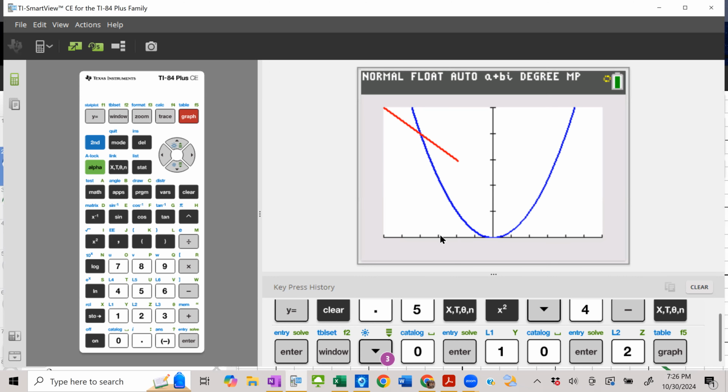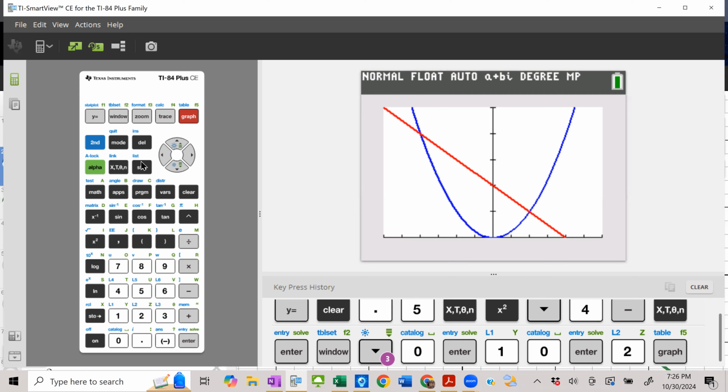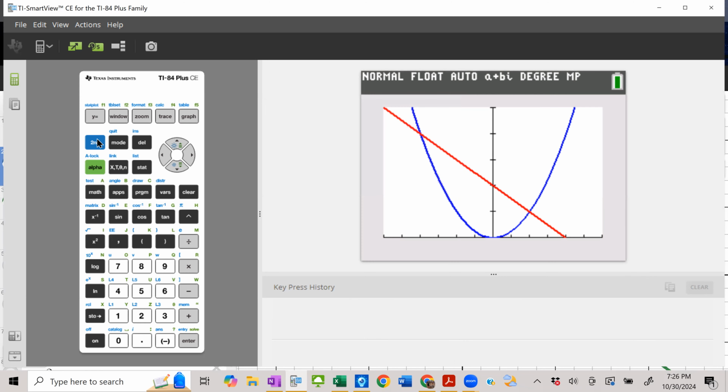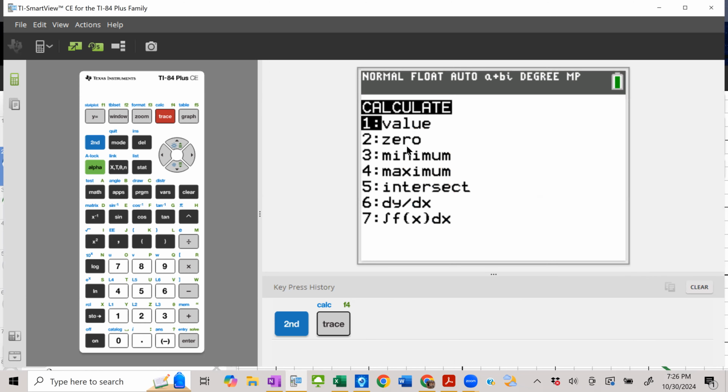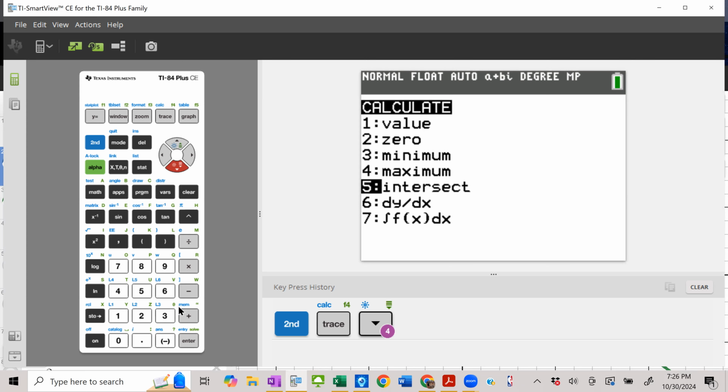And you can kind of eyeball the solutions here, right? So at a height of 2, 4, 6, 8, and at an x-coordinate of -4, we've got a solution there, and we've got a solution there. You can also double check those if you wanted to really be exact by hitting the second key, then the calc key, and going through the intersect. Let me just do that for you real quick.